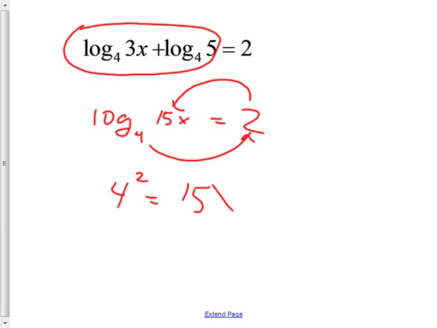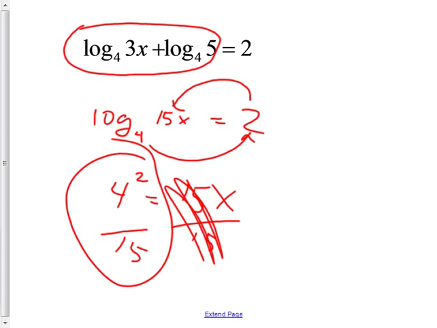Yes. And now, is that close to being alone? Yeah, I just got one last little thing, which is what? Divide by 15, divide by 15, and then this cancels, and x equals that. And could you simplify some of that? Yeah, because 4 squared is really what? So 16/15 is the answer.